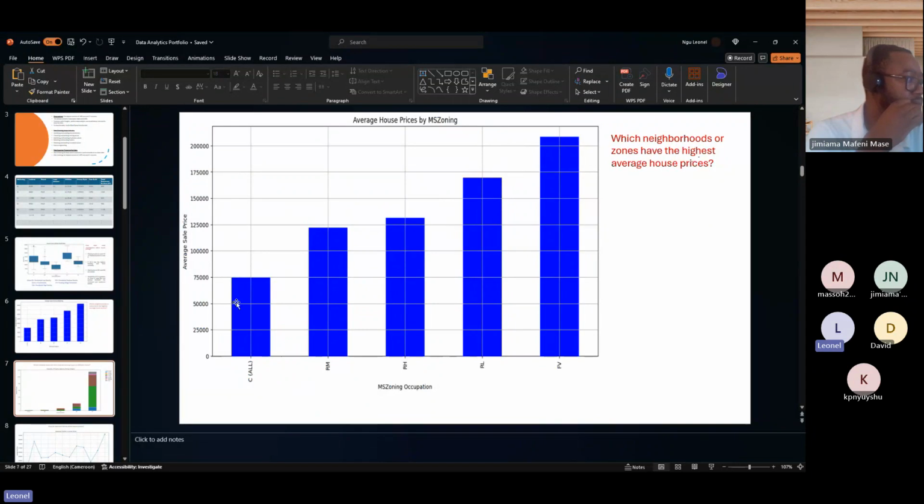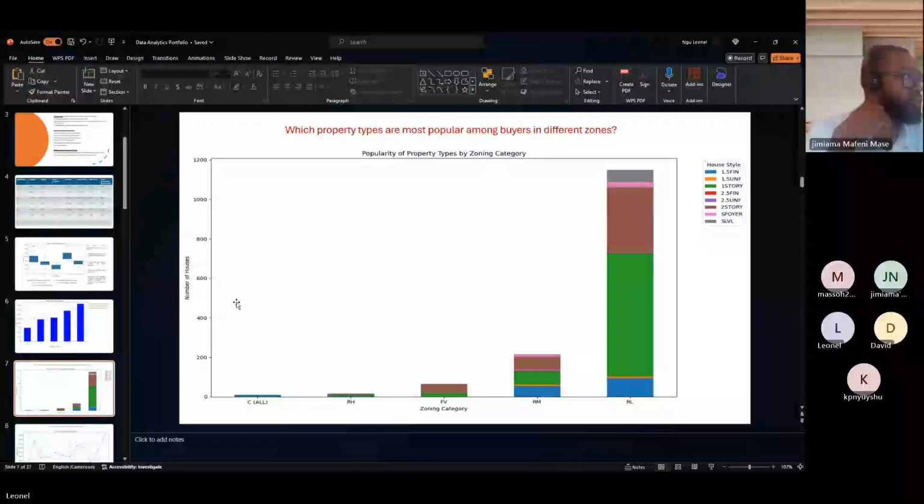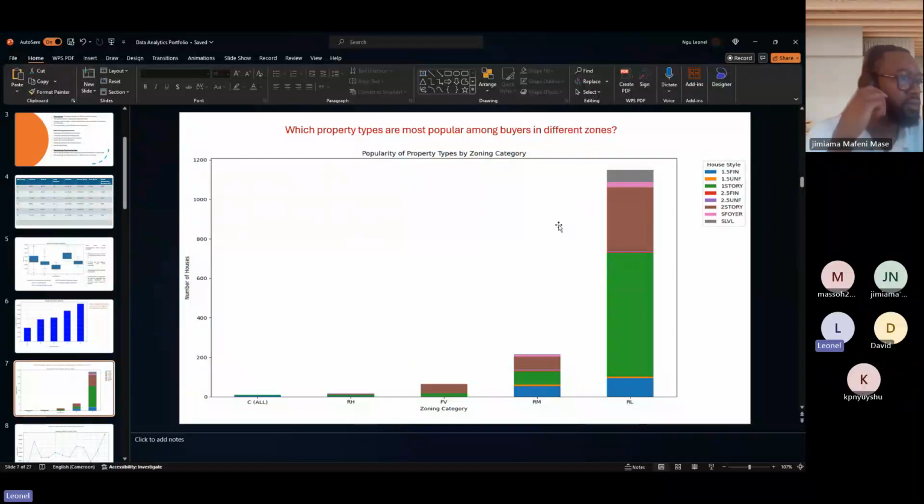My third business question was which housing types are more popular among the buyers in different zones. So I made a bar plot, but in a stack form, where each stack represents the housing style. So it's a combination of number of houses, zone category, and the housing style. Each color represents a housing style in each zone. So you can see that in the RS zone is where most houses are being bought.